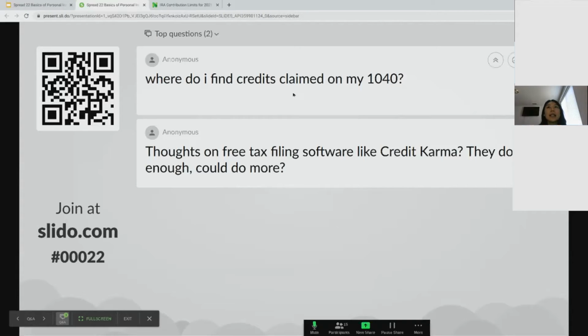Where do I find credits claimed on my 1040? We'll actually go through that, but it's on the second page of your 1040. That's where all the credits are.